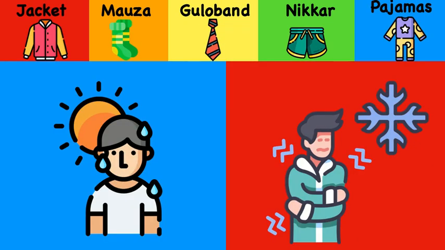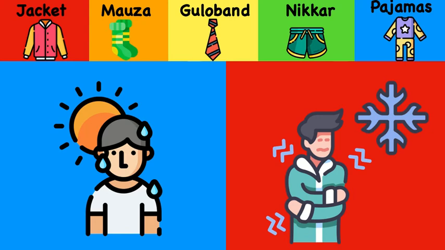All right, now, what if it is really hot outside? What would you wear out of all of the things on the top? Would you wear a jacket if it's really hot outside? Moza, gulloband, nikkar, or pajamas? If you said nikkar, you got it right.